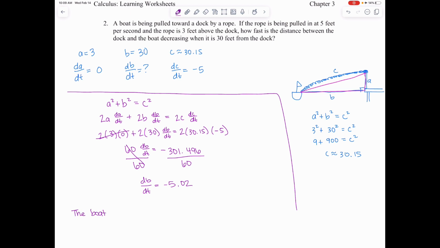And so we will say the boat's distance from the dock is decreasing at a rate of about 5.02 feet per second, because we don't want to forget our units, especially in an application.